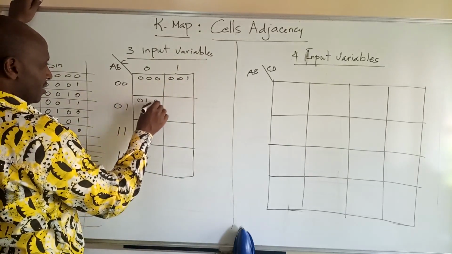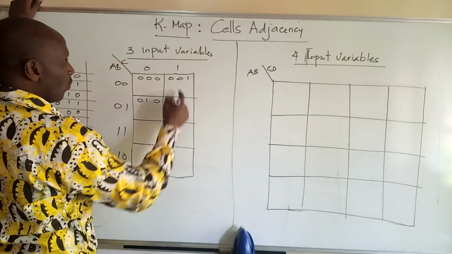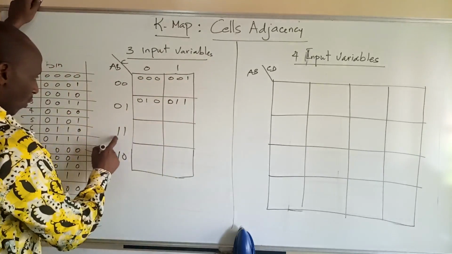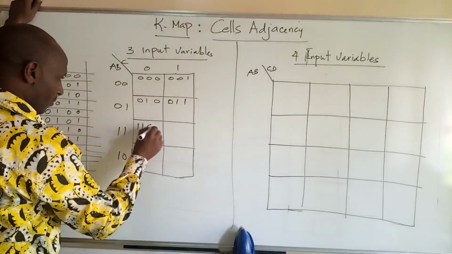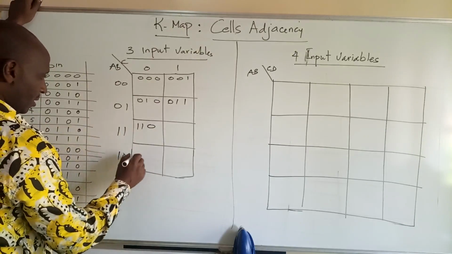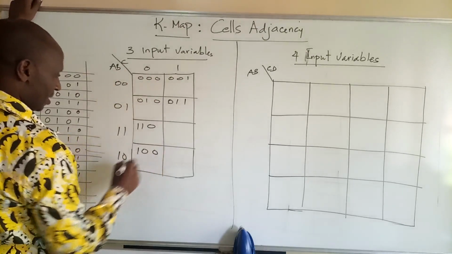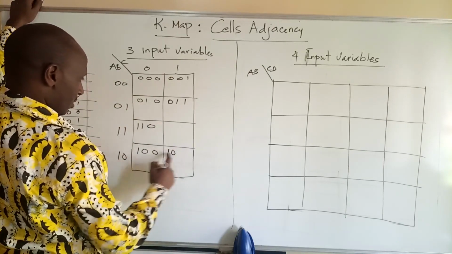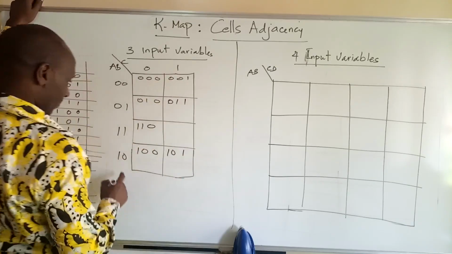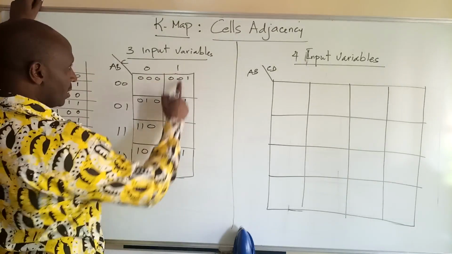Look. 0, 1, 0. 0, 1, 1. Good. 1, 1, 1. 1, 1, 0. Good. 1, 0, 1. 1, 0, 0. Good. 1, 1, 1.